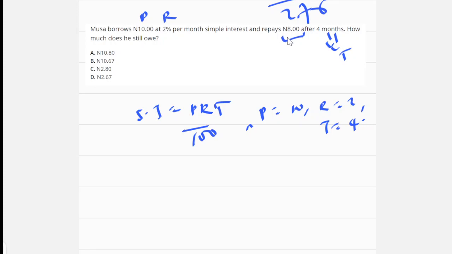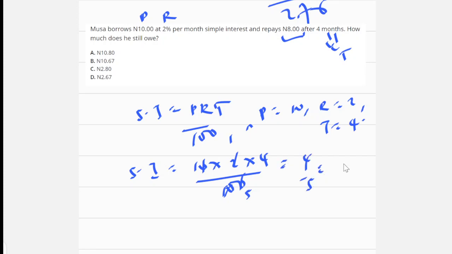If I were you, I will leave this and find your simple interest first. So I have that my simple interest is equal to 10 multiplied by your rate, which is 2, multiplied by 4 divided by 100. This cancels this: 2 here 1, 2 here 5. Then you have 4 over 5. What is 4 over 5? That is 0.8. It means my simple interest is equal to 0.8.